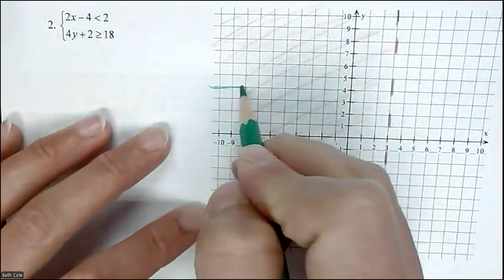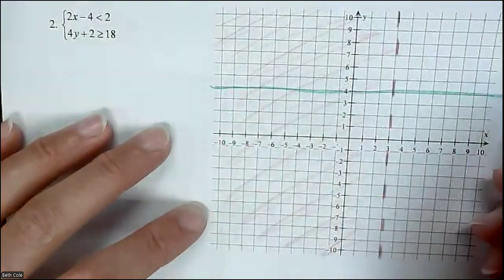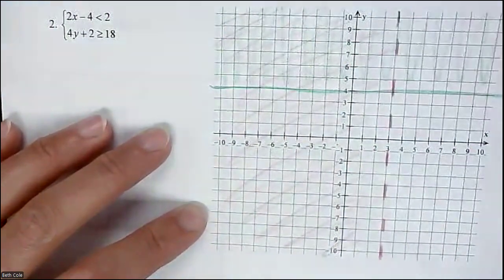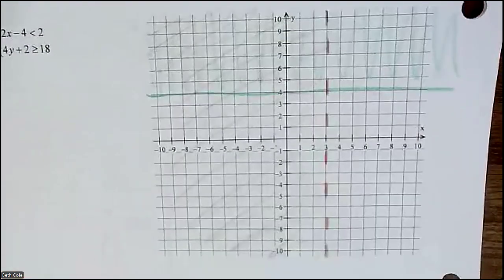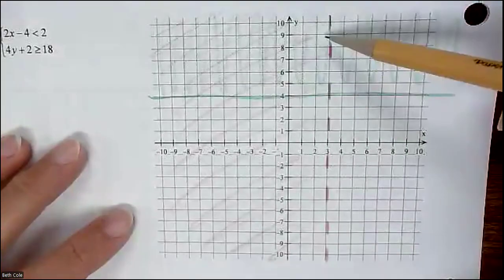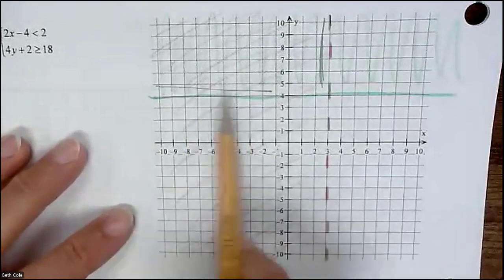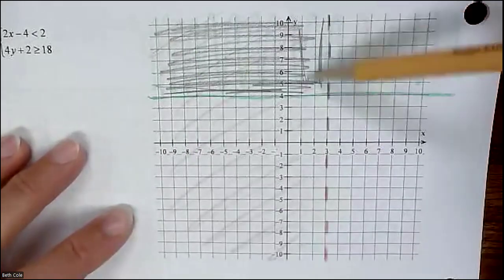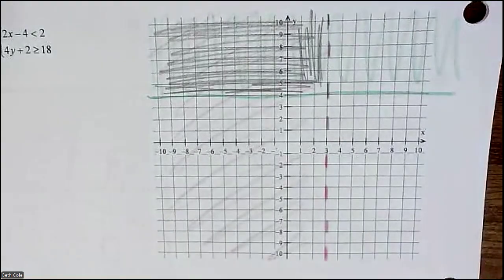Use your other color, and then you shade above. So it's going to look like this. And then just take your regular old pen or pencil that's not a color at all, and extra shade in the overlap part. So that's this section. This is a really easy lesson because the calculator kind of does it for you. You just have to understand the whole solid and dotted part.